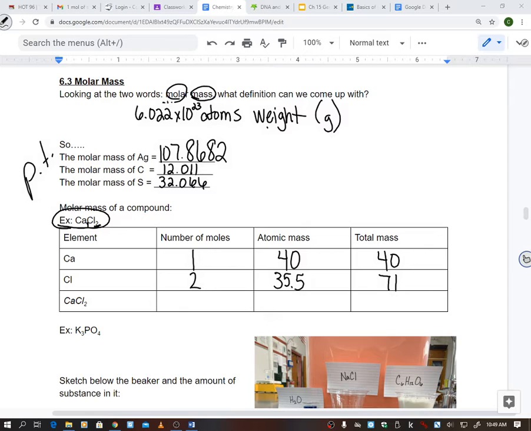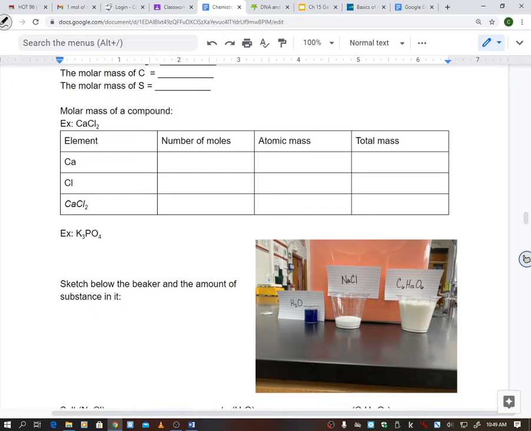All right, so now for CaCl2, there's 1 mole of CaCl2, and 1 mole consists of 1 calcium and 2 chlorines. So the total mass of this is 111, right? We're just adding these 2 together. And remember, this is all grams. Now that we're in molar mass, it is going to be grams. Our mass is always measured in grams. All right, so this is how we do it. We take the pieces and see how many pieces there are, take the masses of them and add them together.